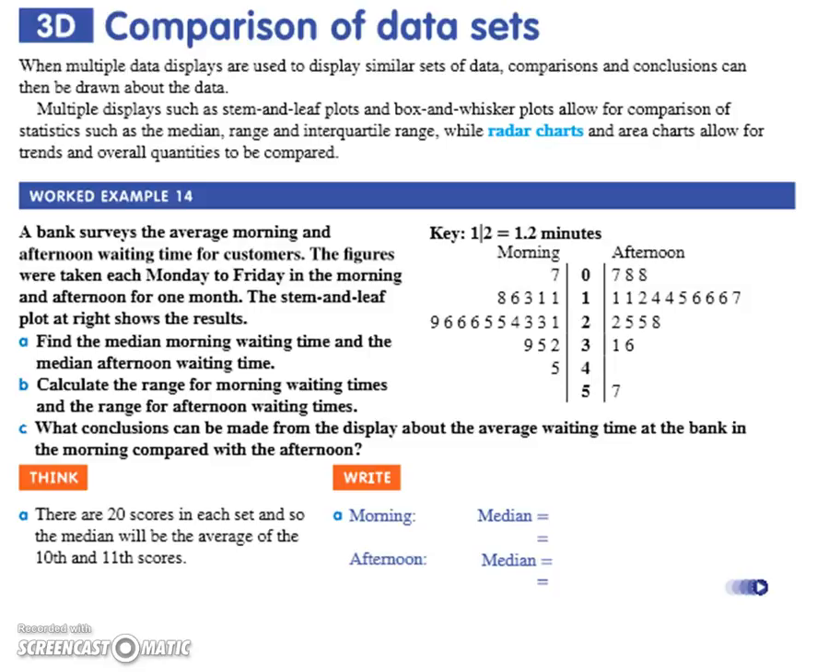So the first thing we've got to do is find the median morning waiting time and the median afternoon waiting time. How do we do it? Cool. How many scores are there in each? You got 20? So there's 20 in each. So which score's the median then?